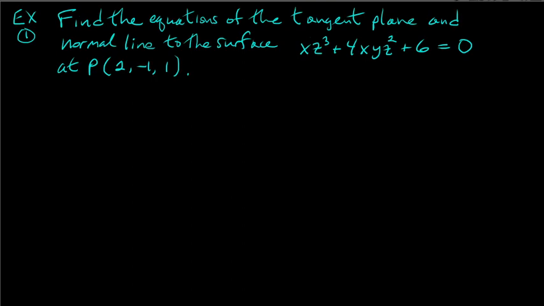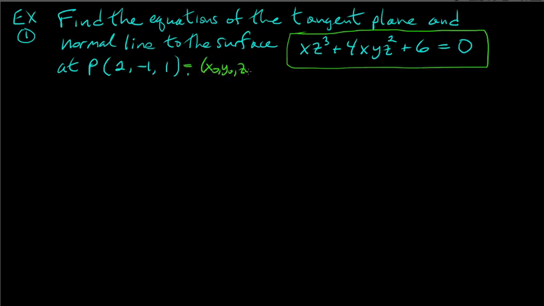So our surface S is given, again, implicitly by this equation here. So this is our capital F, if you will. And our point P is given as 2, -1, 1. So that's just our x0, y0, z0. And this up here, of course, is just F of x, y, z equals 0.